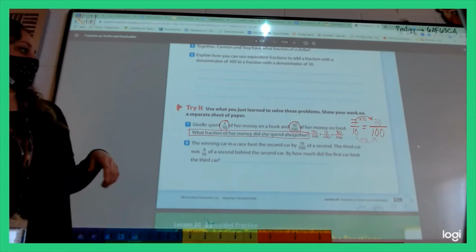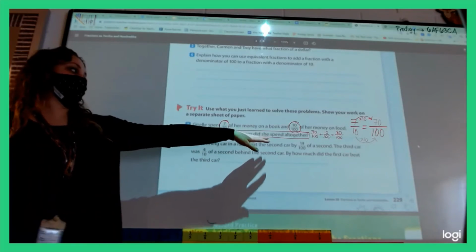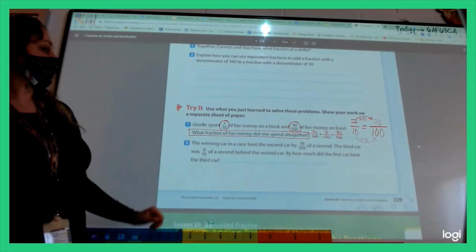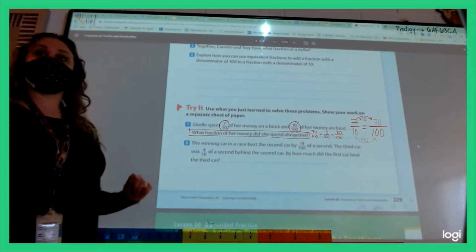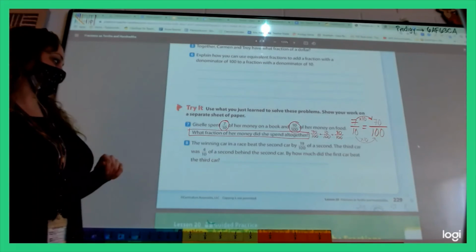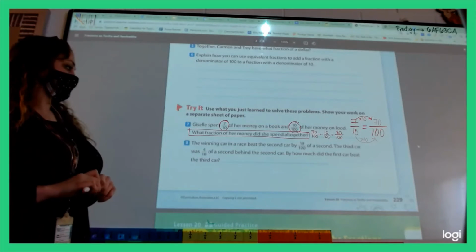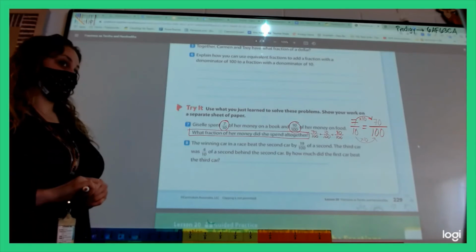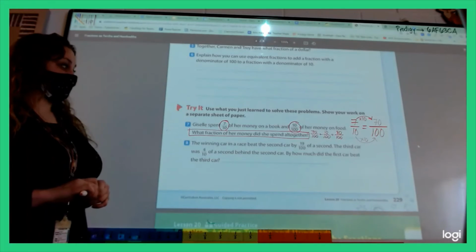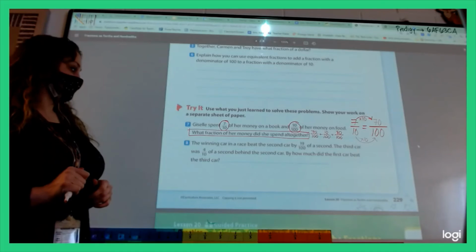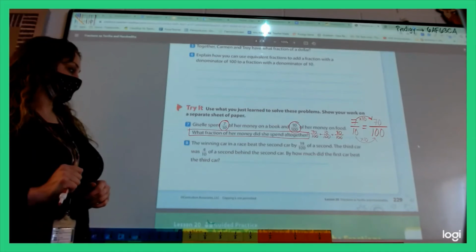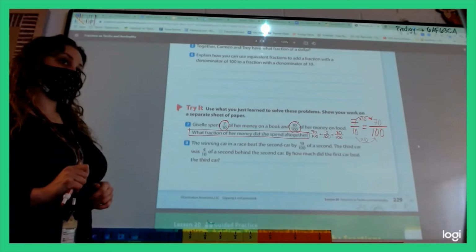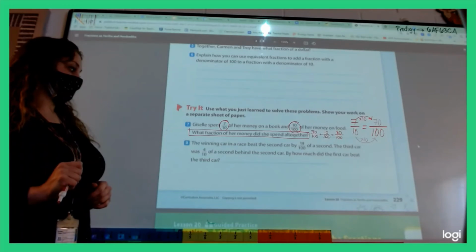Nice job. So if I wanted to write a label on that, I could say she spent 80/100 of her money. All right, number 8. I need one more reader to read number 8. Angie, go for it. The winning car in a race beat the second car by 19/100 of a second. The third car was 4/10 of a second behind the second car. By how much did the first car beat the third car?